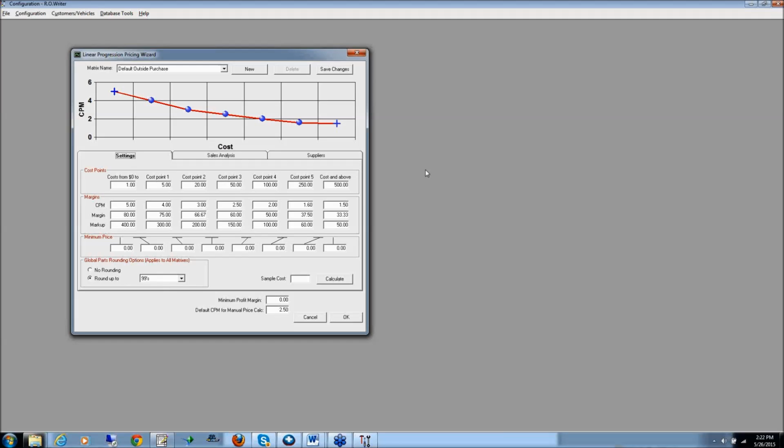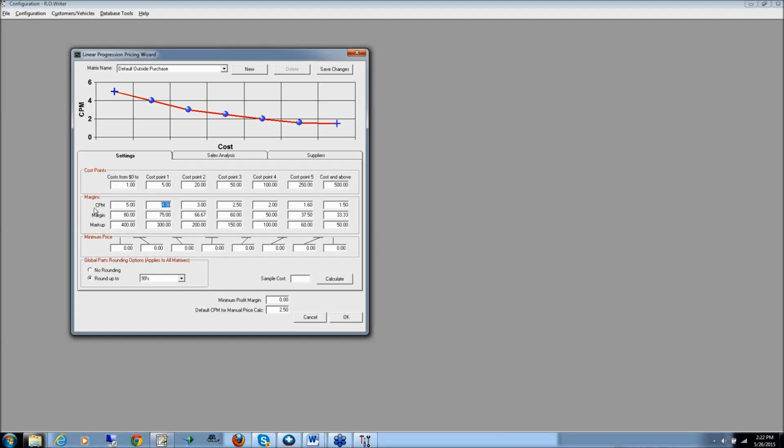Now this window looks a whole lot more complex than it really is, meaning if you look at the way that we had kind of discussed a linear price, costs from $0 to $1, we're going to mark those up 5 times. Costs at $5, we're going to mark it up 4 times. At 20, we're going to mark it up 3, and so on down the line. So as I talk about cost points, all I'm doing is I'm establishing when a part costs me this, I'm going to sell it for this.